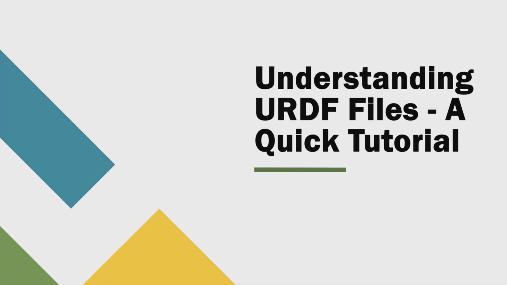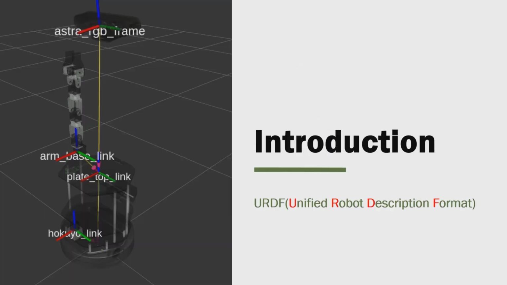Hey guys, in this video we're gonna talk about what a URDF file is and how to export a URDF file from SolidWorks. First of all, we're gonna talk about what URDF stands for. It stands for Unified Robot Description Format. Basically, it's an XML file that describes the physical characteristics of our robot, including its geometry, kinematics, dynamics, and also we can add sensors to our robot.